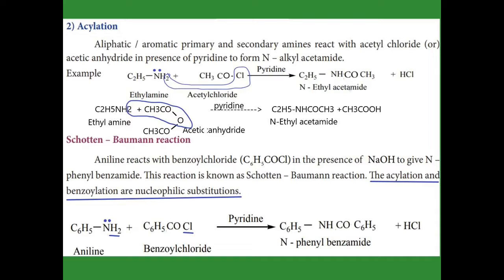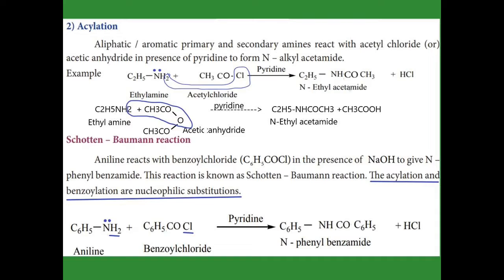This Schotten-Baumann reaction is especially for aniline with benzoyl chloride in the presence of pyridine or sodium hydroxide. That acylation and benzoylation are nucleophilic substitution reactions. Nucleophile means it is a negative character. The negative character attracts the nucleus, so the nucleus is a positive one. So it is a nucleophilic substitution reaction here.